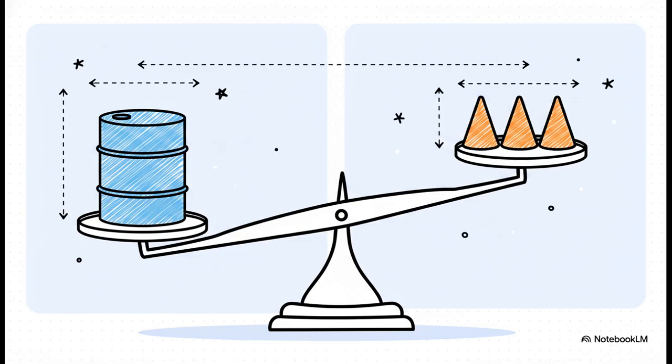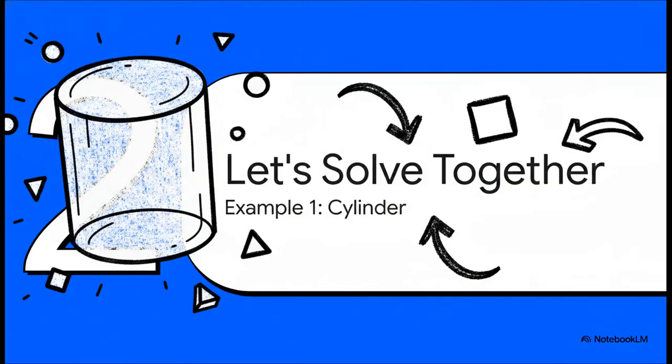This means that if a cylinder and a cone have the exact same circular base and the exact same height, the cone will always, without fail, be exactly 1/3 the volume of the cylinder. Seriously, keep that relationship in mind. It is a game changer. All right, let's actually roll up our sleeves and solve one together.